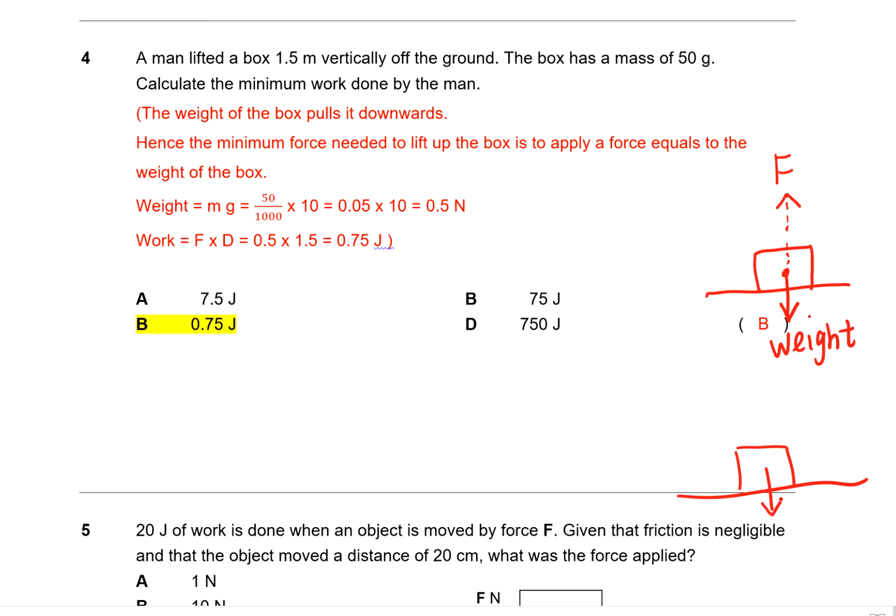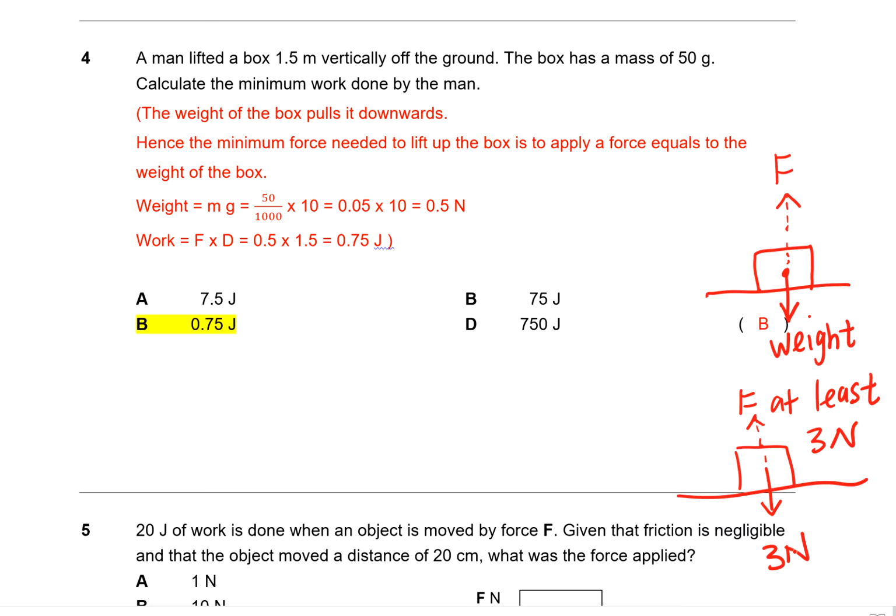So let's say this box is 3 newtons. If you apply 2 newtons, no, the box cannot be lifted up. You apply 2.5, cannot. You need to apply at least, okay, so this force must be at least 3 newtons. You can apply more. You can apply 4 newtons, 5 newtons, 6 newtons. It's okay. You just end up making the box move faster. But minimally, you need to apply a force equal to 3 newtons.